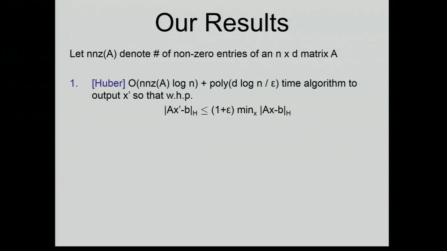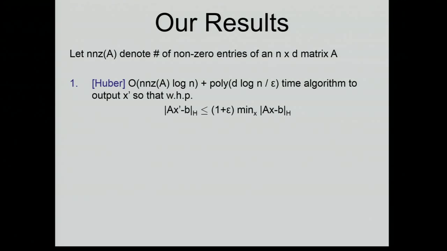The first result is the following. For the Huber loss function, what we show is that there's an nnz(A) log n plus poly(d log n / epsilon) time algorithm, which outputs a vector x prime, which with high probability satisfies the following relative error guarantee: the Huber loss applied to A x prime minus b is at most 1 plus epsilon times the optimal fit to the regression problem under the Huber loss. Okay, so the time complexity is almost optimal. It's near linear in the number of non-zeros of this matrix A.